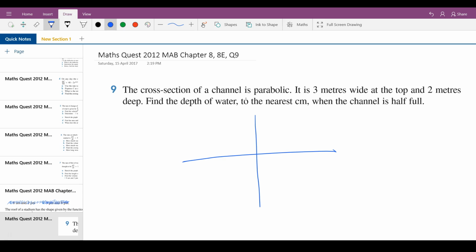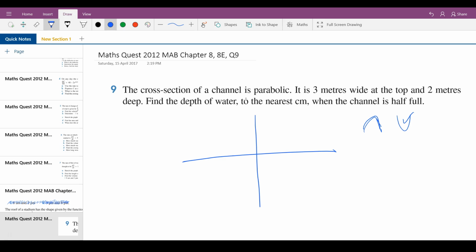Alright, so it says that it is 3 meters wide. When I talk about waters, I know what a parabola is. When you talk about holding water, I would choose this one. This is the only way you can hold water parabolically, a water holding shape. So let's just choose that.